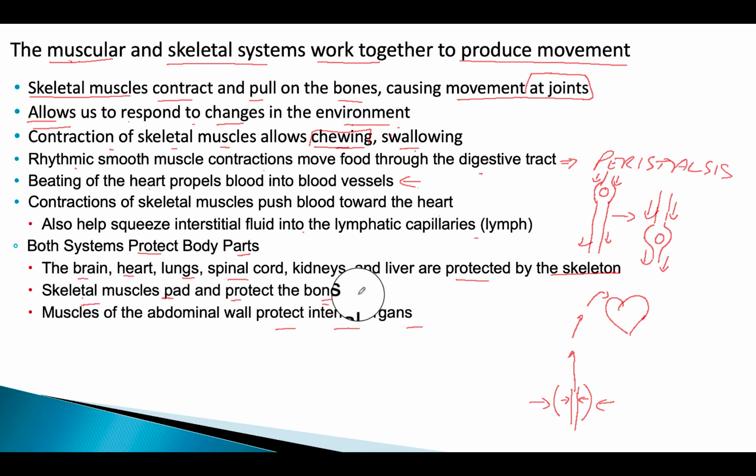So a part of the bone that is exposed, for example, is your shin bone, right? There is no muscle there. So every time that you hit your shin bone, it hurts a lot, right? So the skeletal muscle will protect the bones in our body by padding them. Abdominal wall muscles protect the internal organs as well.